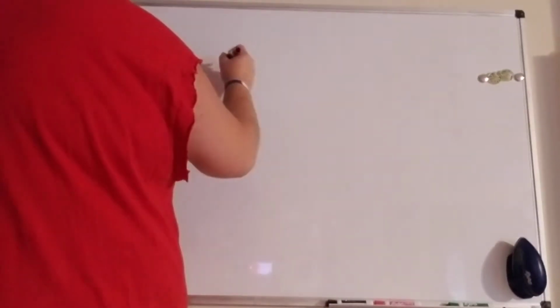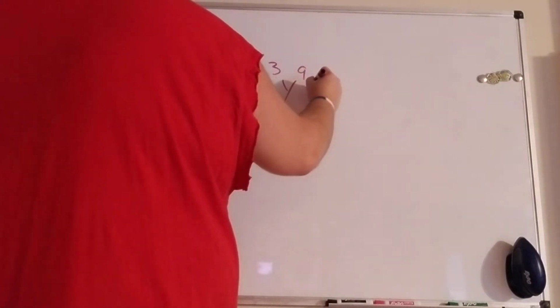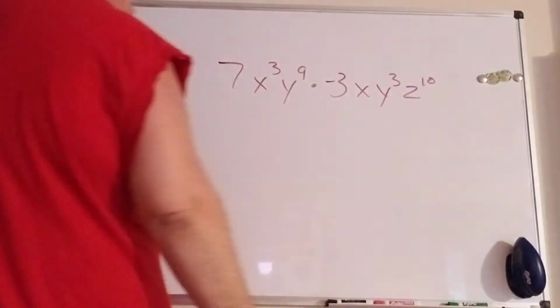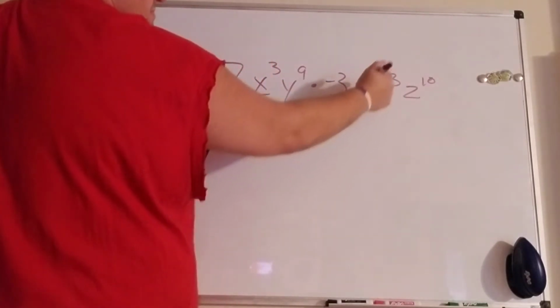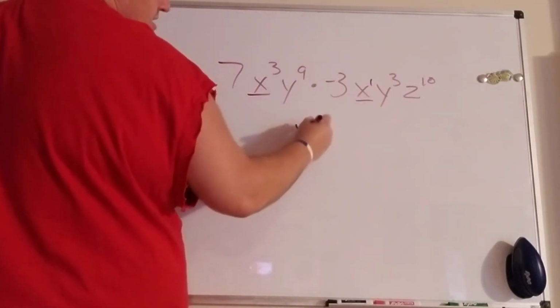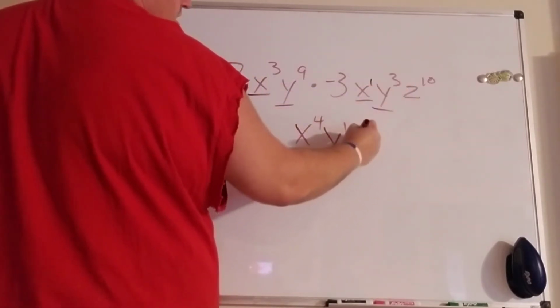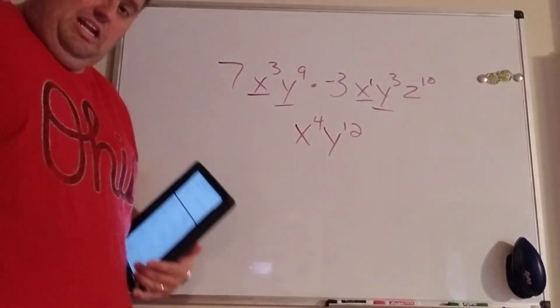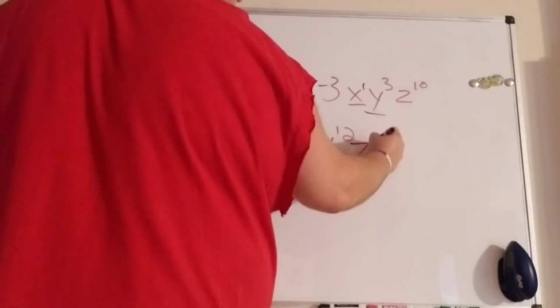All right, number 10, we do have multiplication, and I have some numbers with the same base. So the x's, remember there's really a 1 here. 3 plus 1 is x to the 4th. We have y's, 9 plus 3 is y to the 12th. And then we only have one z, so remember, if it's in our problem and it can't simplify, we just throw it on. All right, we still have 10 z's in there.